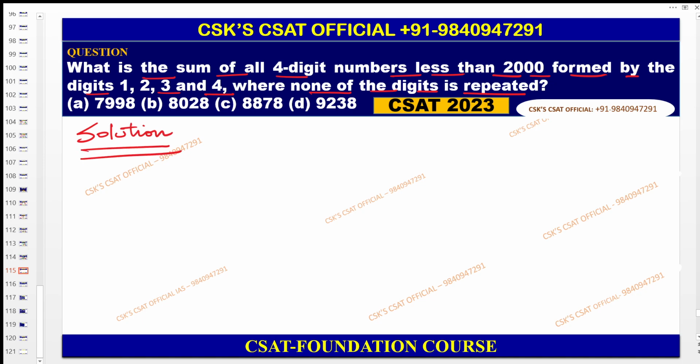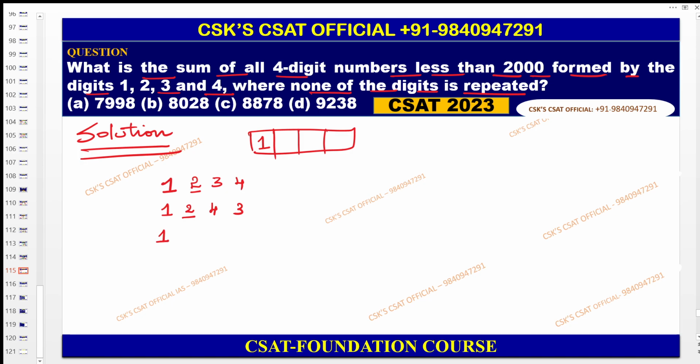Listen carefully. Less than 2000 means obviously the 1000 place is always going to be 1, right? With 1, keeping the 100 place as 2, what are the possibilities? 3, 4 is possible. Keeping the 2 in the 100 place, what else is possible? 4, 3 is possible. Then 2 only is possible, nothing else.